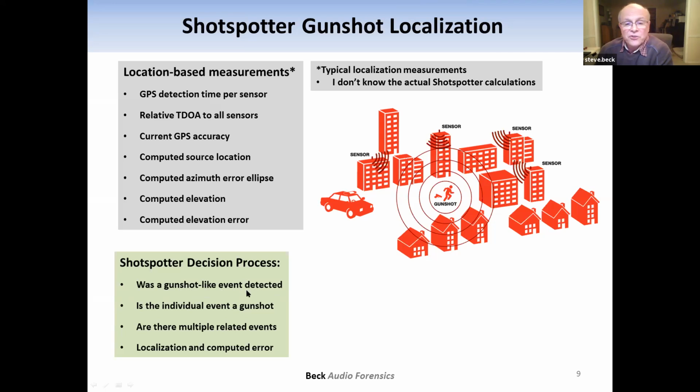So their decision process: is it a gunshot-like event that we detect? Then if it's detected, you look and see, is it a gunshot? Are there multiple related events? Because typically if there's one gunshot, there's likely to be more than one. And hopefully it's not like a helicopter where you get many kind of shockwave looking events. And finally, they try to localize it and compute the error. So that's kind of what I've heard and what I've read is their likely process.